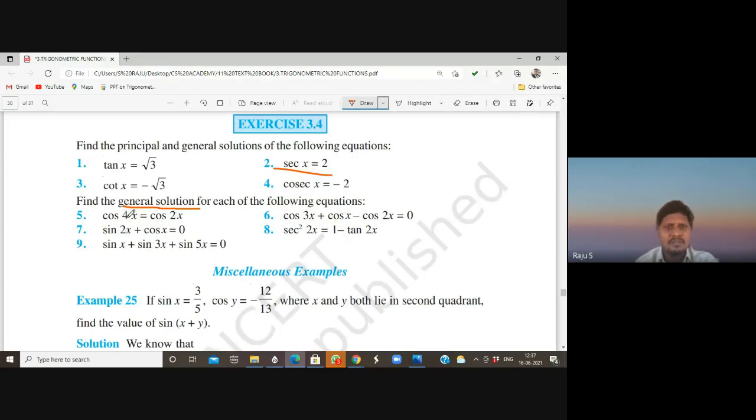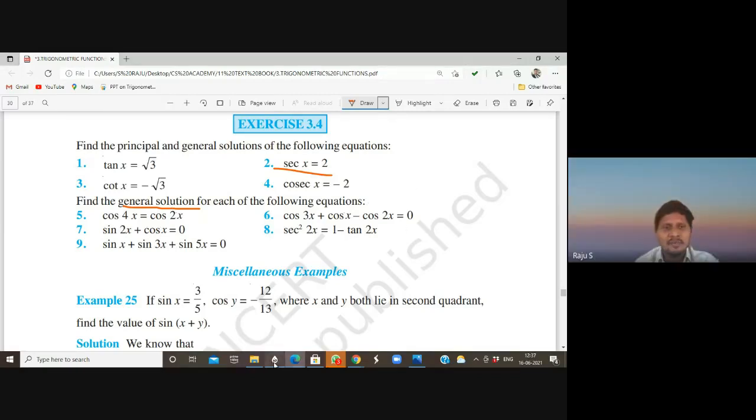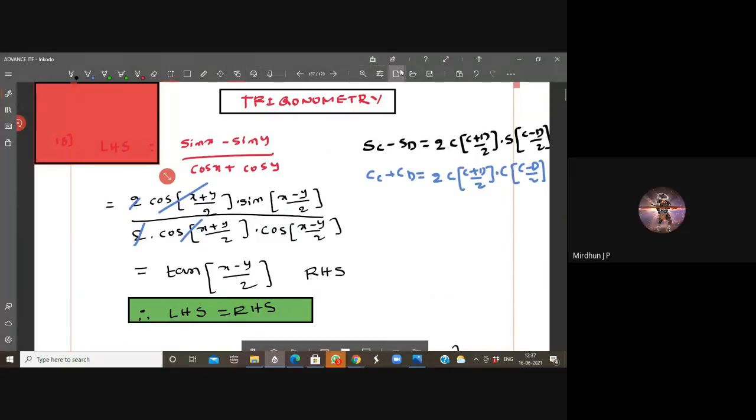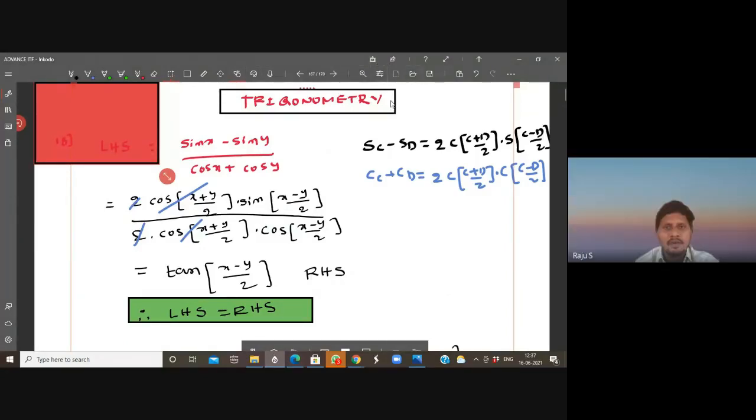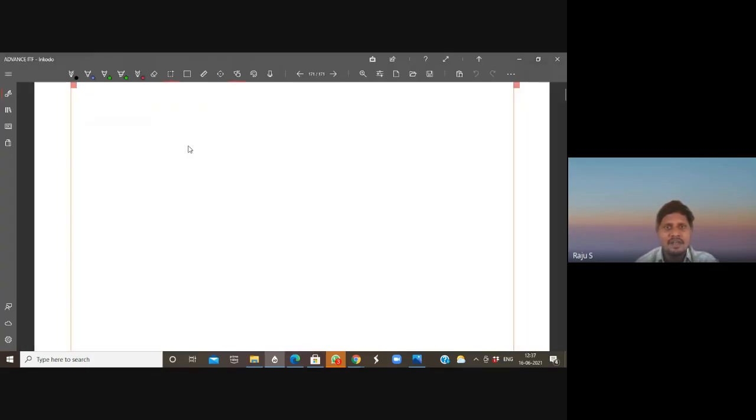If I take cos 2x to the left side, you should not cancel the cos here. We cannot cancel, right? Cos 4x by cos 2x, what will you do after dividing? Are you going to get any x values? No. Here cos 4x is equal to cos 2x is given. Then you can take cos 2x to the left side.